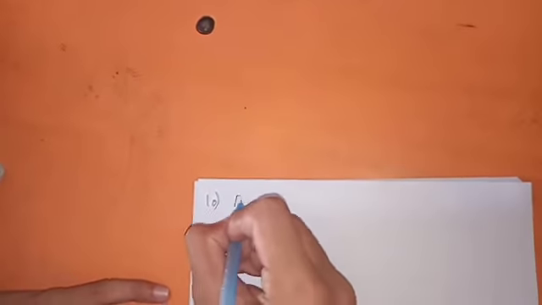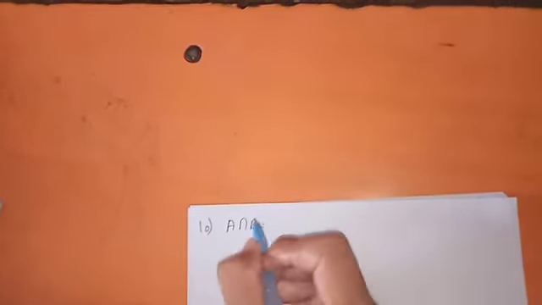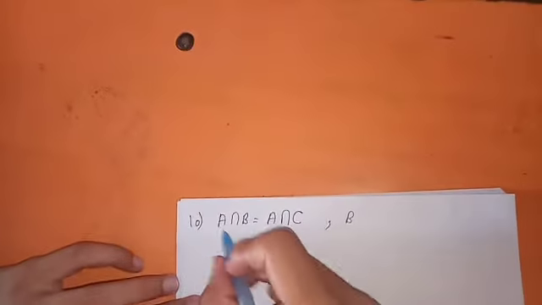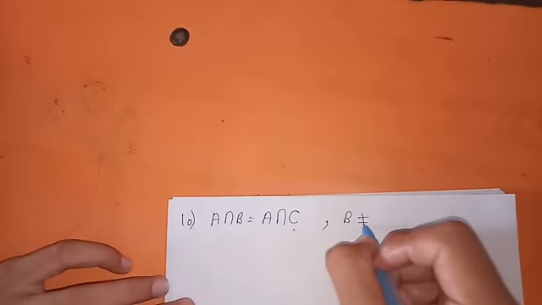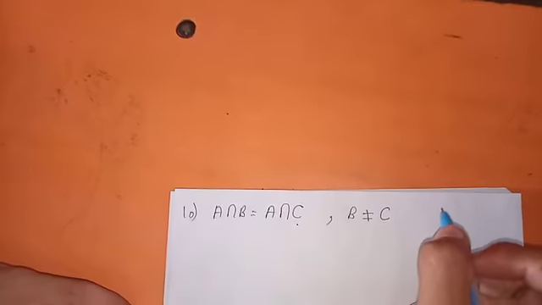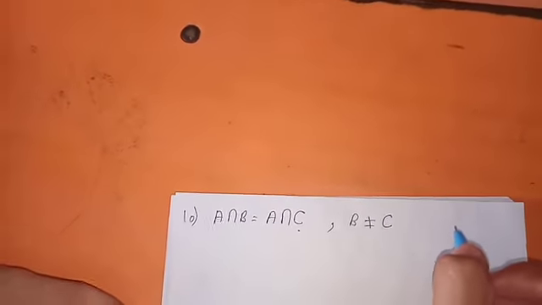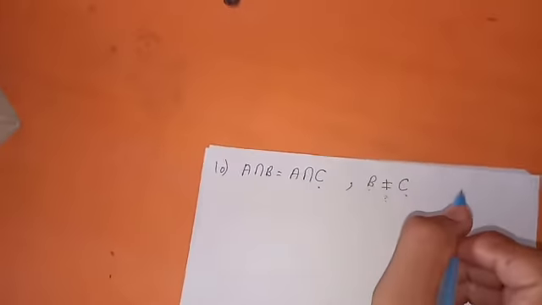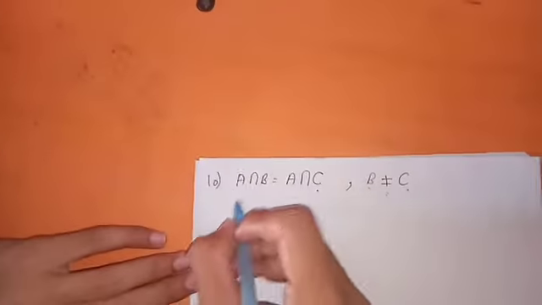In question number 10, what they have given to us? A intersection B is equal to A intersection C. Okay. And we have to prove in this, when this case is possible, then B may be or may not be equal to C. Okay. We have to prove this here, that B is not equal to C. So here we have to take 3 sets. This we will do by using example.